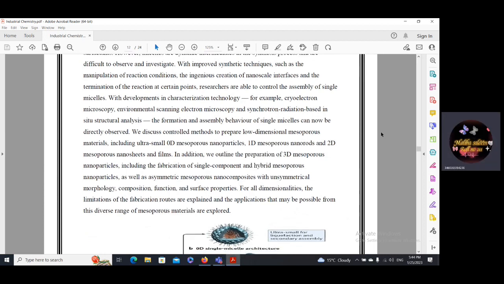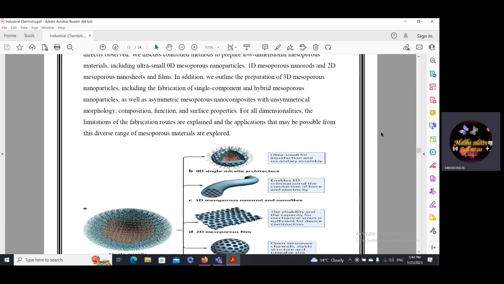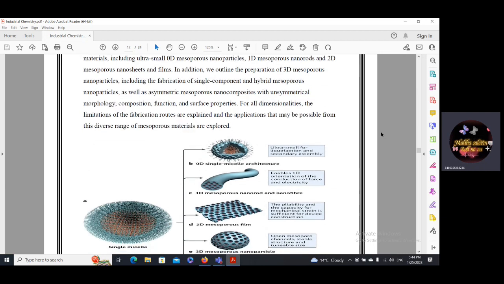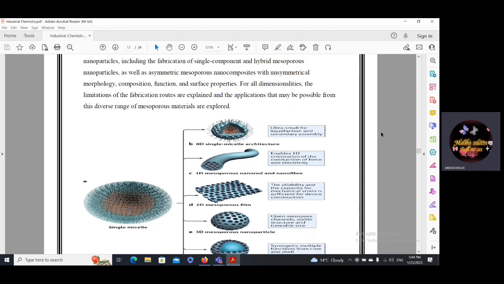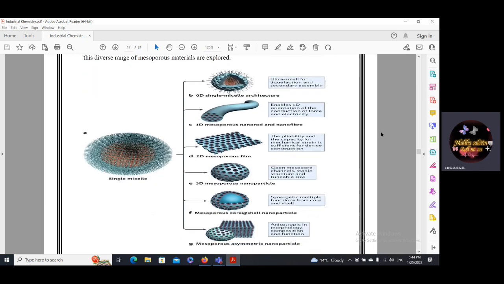In this, we will discuss the low-dimensional mesoporous materials, including ultra-small 0D mesoporous nanoparticles, 1D nanorods, 2D nanosheets, films. In addition, we outline the preparation of 3D mesoporous nanoparticles, including the fabrication of single component and hybrid mesoporous nanoparticles, as well as asymmetric mesoporous nanocomposites with unsymmetrical morphology, composition, functions, and surface properties. For all dimensionalities, the limitations of the fabrication routes are explained, and the applications that may be possible from this diverse range of mesoporous materials are explored.